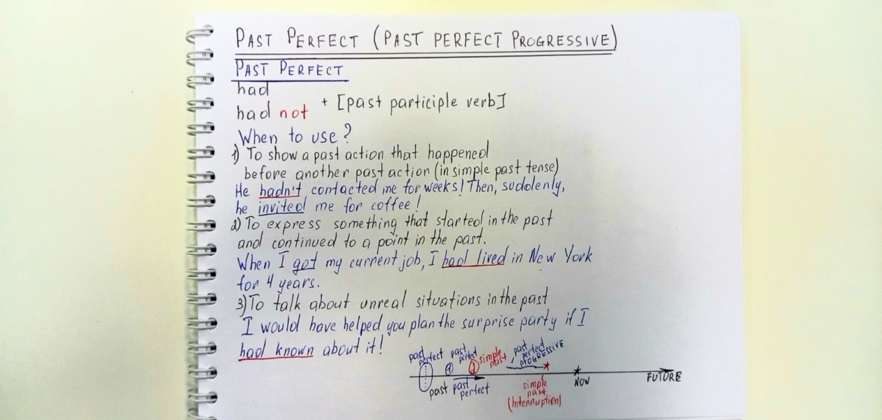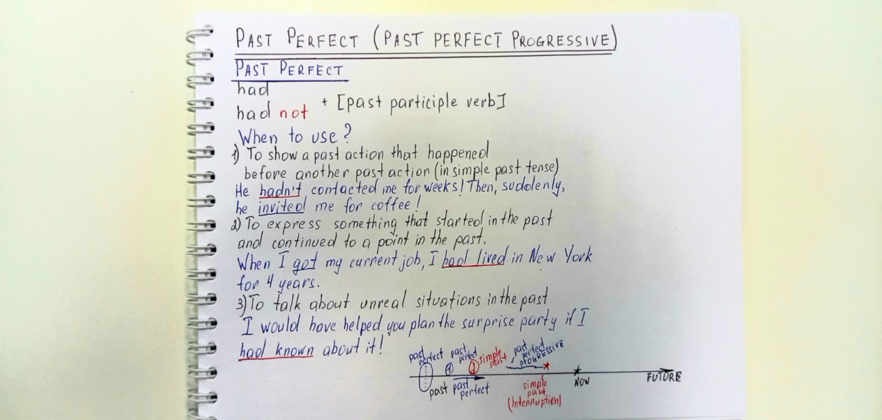When we want to express that two things happened in the past, one action happened before another action, we can use the past perfect tense to show the action that happened further in the past, and simple past tense to show the action that started more recently, or that happened more recently, rather. So let's look at an example.